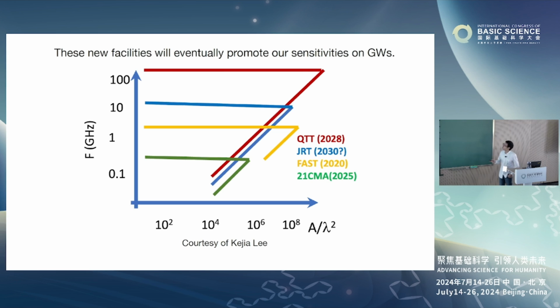With these new facilities, including the large radio telescope and this array telescope operating at very low frequency, we will increase the pulsar number, the data volume, and also the frequency coverage, which can be used to better remove the DM noise in our data, so as to increase our sensitivity to gravitational waves much more.